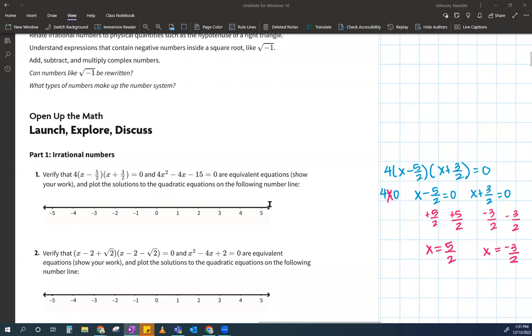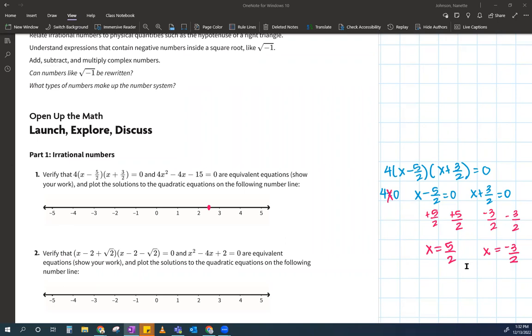Oh no, no worries. You didn't interrupt me at all. Where do we put them? Where does 5 halves go? What's another way to say 5 halves? You guys know this. How do you write 5 halves? Come on. Yeah, it's 2.5. Perfect. So boom, it's right here. Where is negative 3 halves? Yep, negative 1.5.